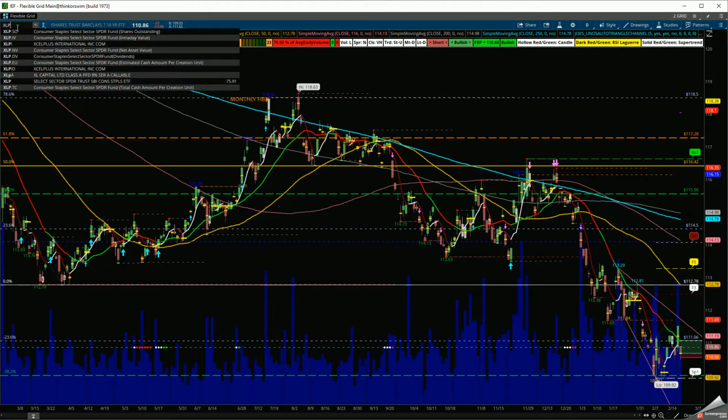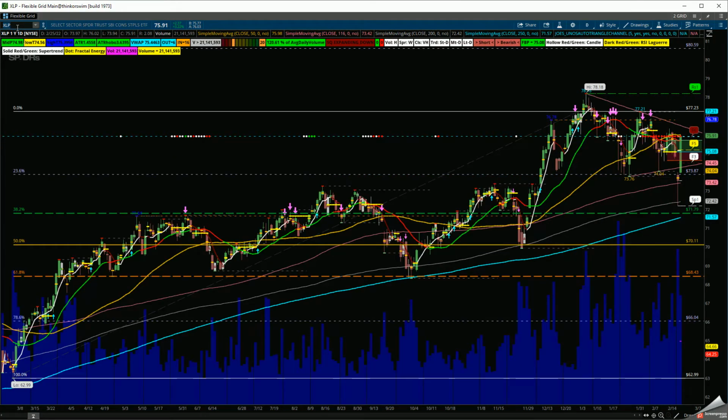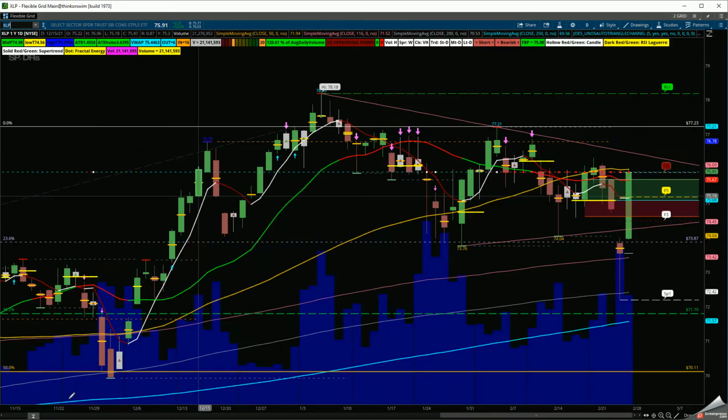Let's go to XLP. XLP is the consumer staples. We can see this is a very important trade that happened in XLP on Thursday where they were not looking at the 200 simple moving average and the consolidation of the 38.2 that they missed. This was the prior range before, the October, November, then the December rally. Then we fell back in, and this was a 200 SMA, missed the consolidation. You can see it here.